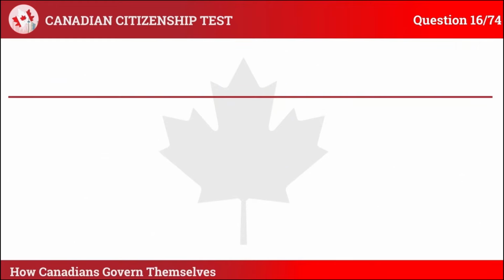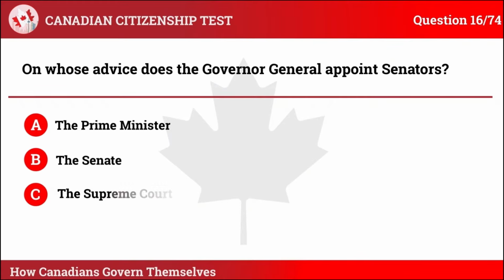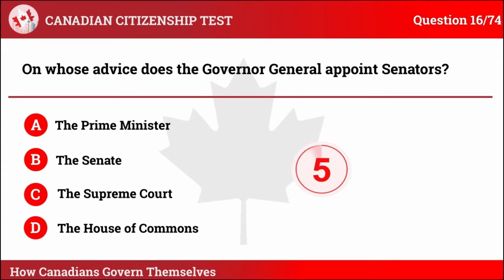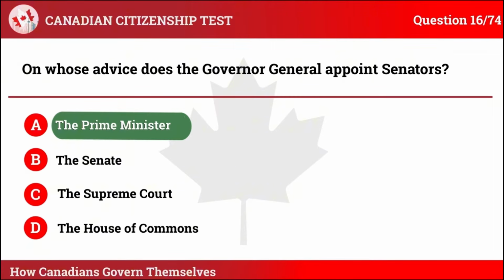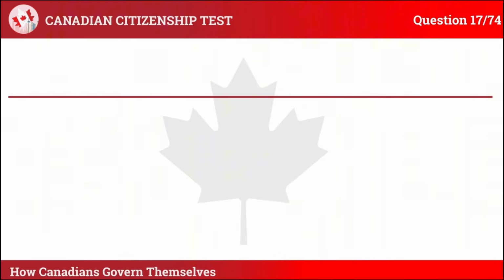Question 16. On whose advice does the Governor-General appoint senators? A. The Prime Minister, B. The Senate, C. The Supreme Court, D. The House of Commons. The correct answer is A. The Prime Minister. Explanation: The Governor-General appoints senators on the advice of the Prime Minister, ensuring that appointments align with the government's policies.